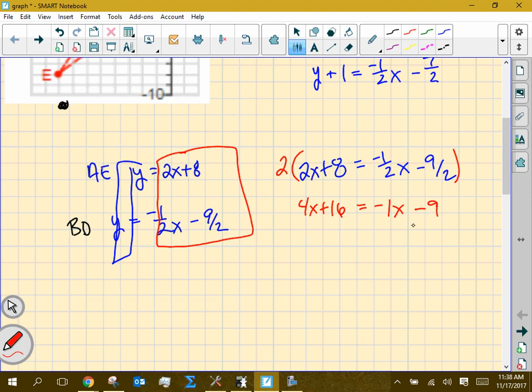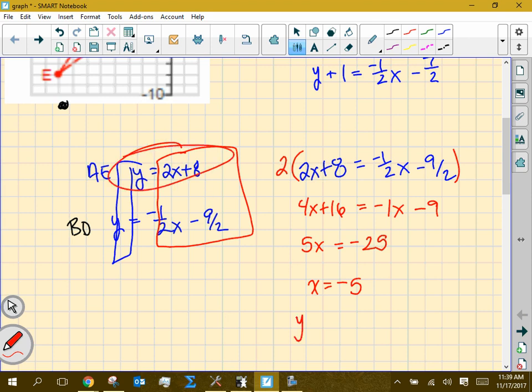Add x to both sides, so I get 5x. Subtract 16 from both sides, I get -25. What's that tell me x is? -5. Now, if I know x is -5, I'm going to plug back into one of these equations to find y. Which equation would be best suited to solve for y? Top one. Doesn't have any fractions, right?